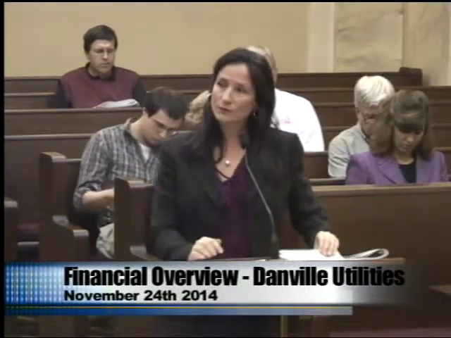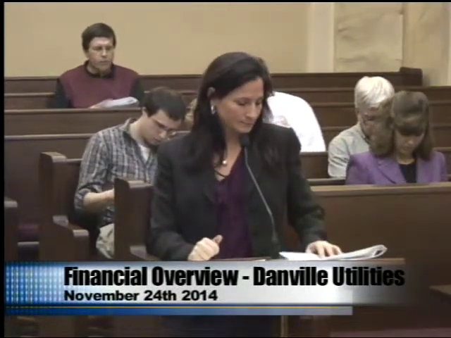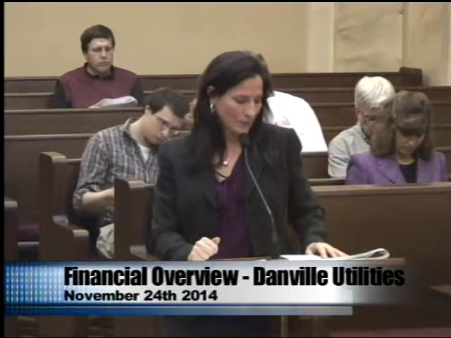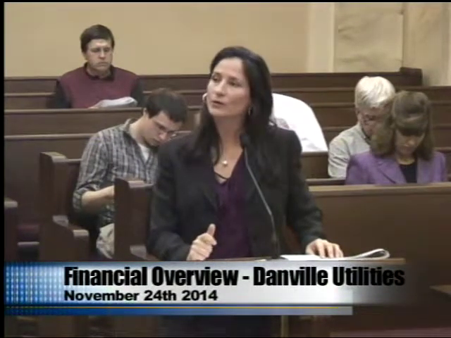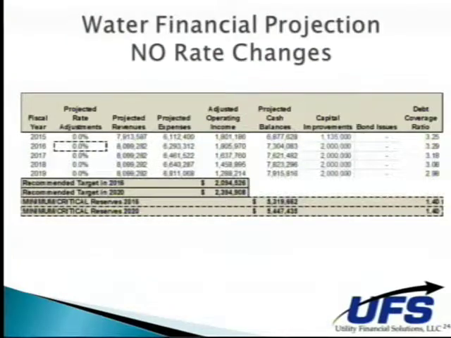So page 12, table 2, we have the water department with no rate changes, all right, with no rate changes. Where we are today, where we'd be moving to in the future, again, those 2 middle columns. We have adjusted operating income is dropping. Our minimum cash requirement is pretty stable, and we're meeting our debt coverage ratio.